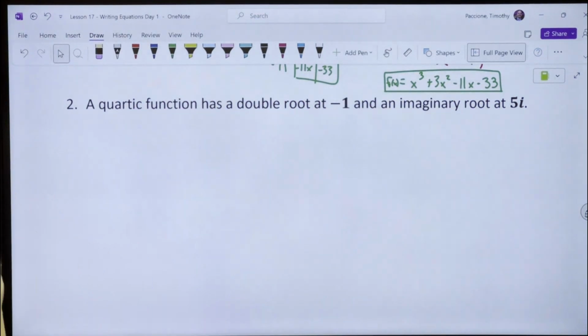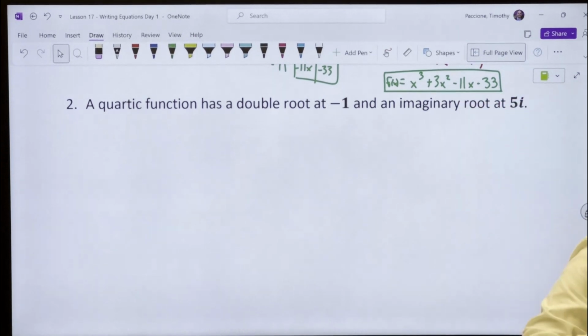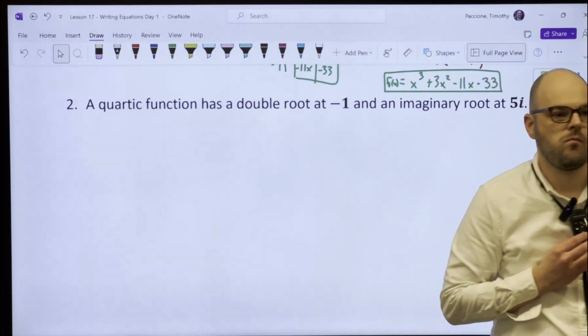Think about which ones are given, which ones might be missing, how to turn them into factors, and then multiply it out. Okay? And then we'll go over it, and then we'll be done. All right.